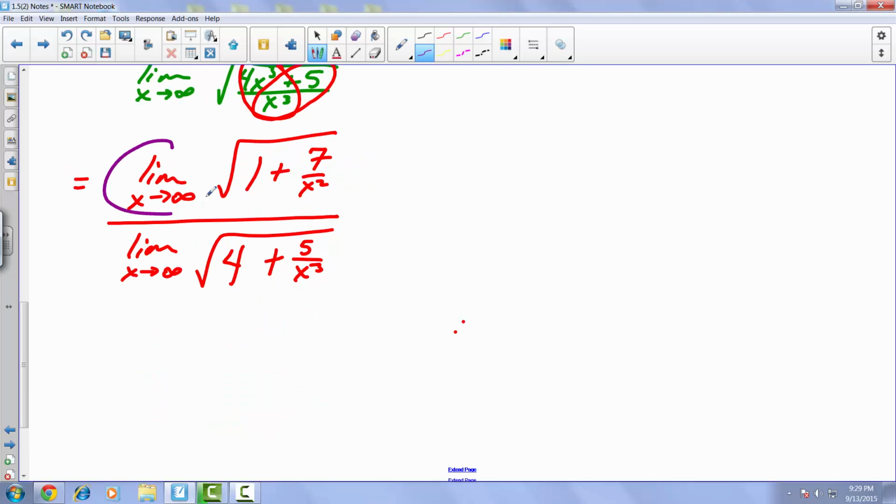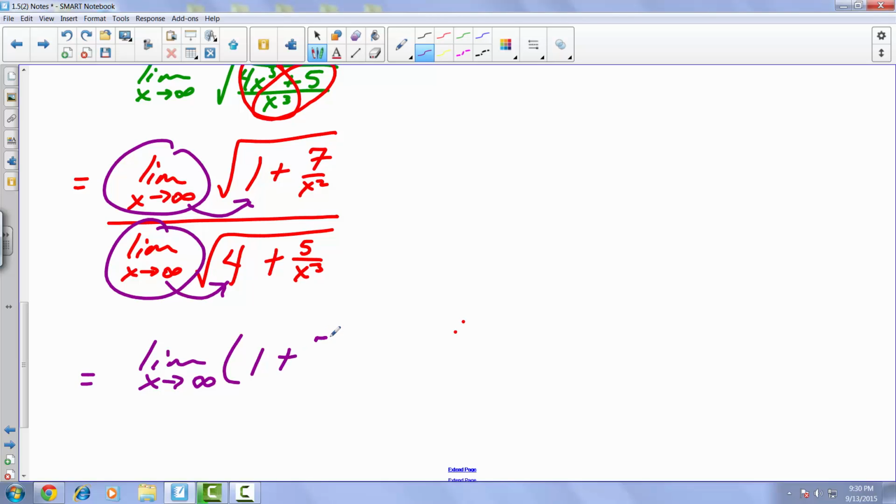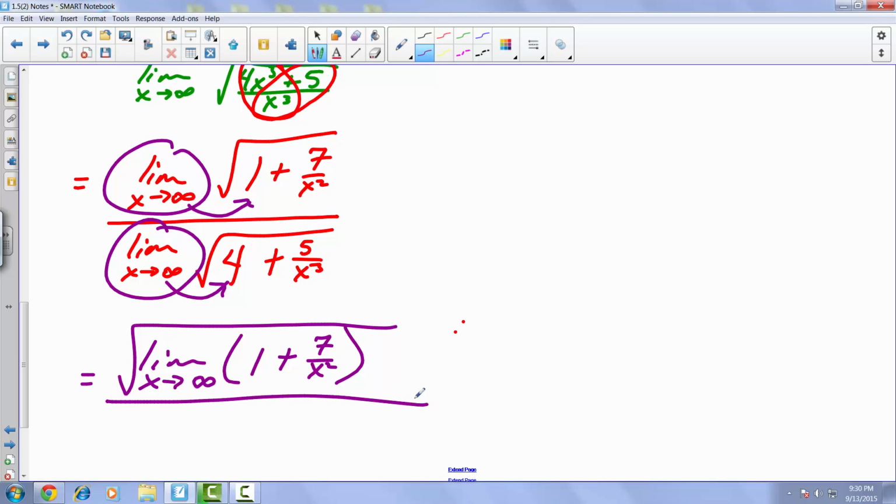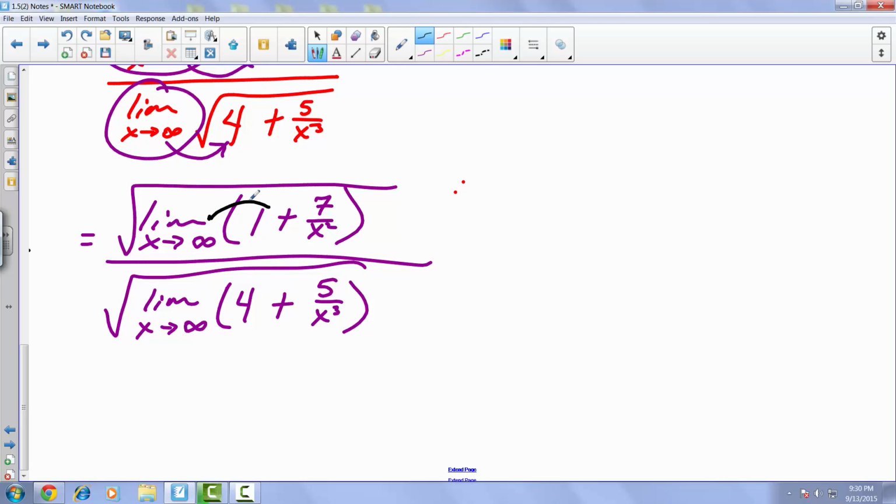Now we can go ahead and apply our limits inside of those nth roots. So we end up with the limit as x goes to infinity of 1 plus 7 over x squared, and then our nth root, the square root, is on the outside, all over the square root of the limit as x goes to infinity of 4 plus 5 over x cubed. And then going ahead and applying this limit to each item, we would end up with the square root of the limit as x goes to infinity of this constant 1, which is just going to be that constant 1 by definition.